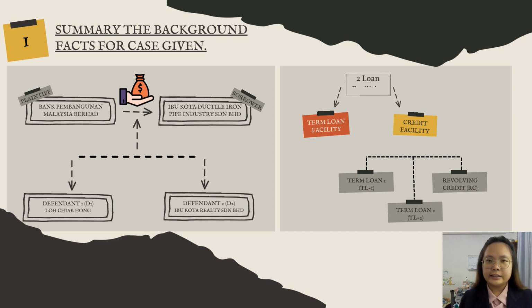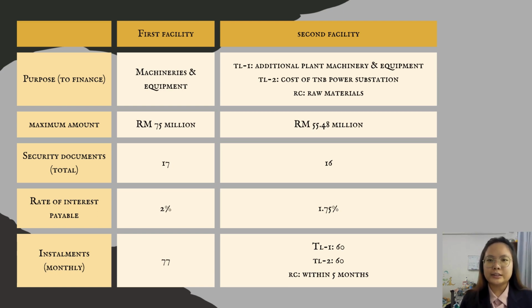The loan facilities are divided into two categories, which are the term loan facility and the credit facility. Under the credit facilities, there are three: Term Loan 1, called TL1, Term Loan 2, TL2, and the Revolving Credit, RC. This slide shows the differences between the first facility and the second facility. The purpose of the first facility is to finance the purchase of specific machineries and equipment, while Term Loan 1 in the second facility is to purchase additional plant, machinery, and equipment. Term Loan 2 is to finance the cost of the TNB power substation. And lastly, the revolving credit is to finance raw materials.